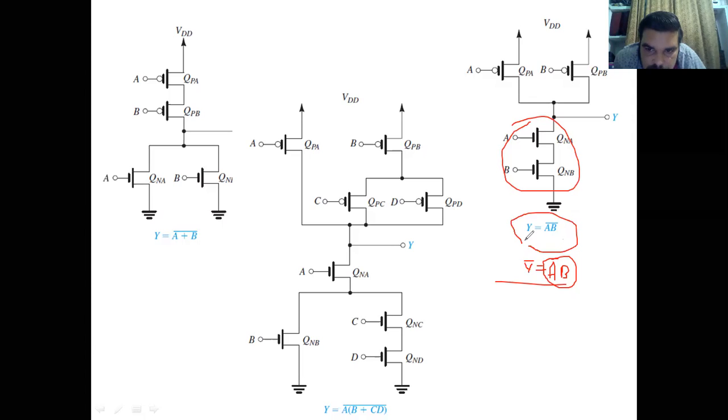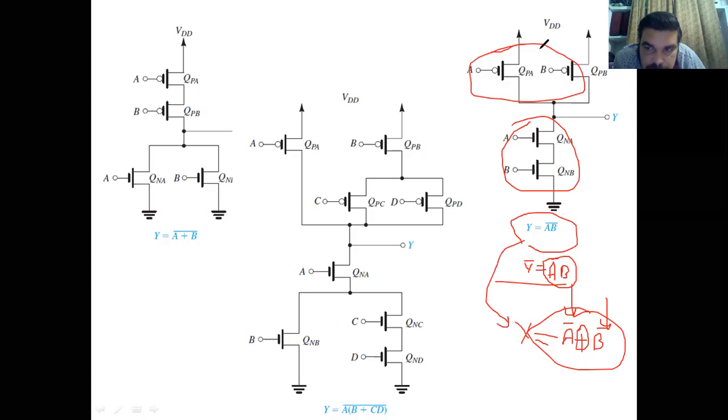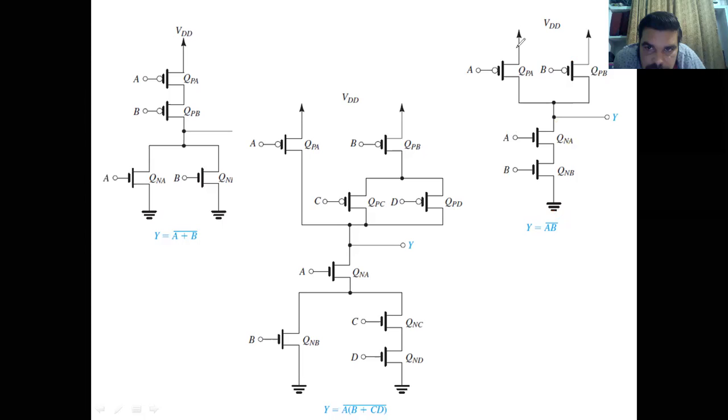Now, in order to make the pull-up network, that should be converted in the form y equals to complement of individual inputs. So here I can use De Morgan's theorem. That will be A bar plus B bar. Here you can see that two PMOS, one having input A, one having input B, will be connected in parallel. So here you can see that two PMOS are connected in parallel. If I connect this network, that will be like this.